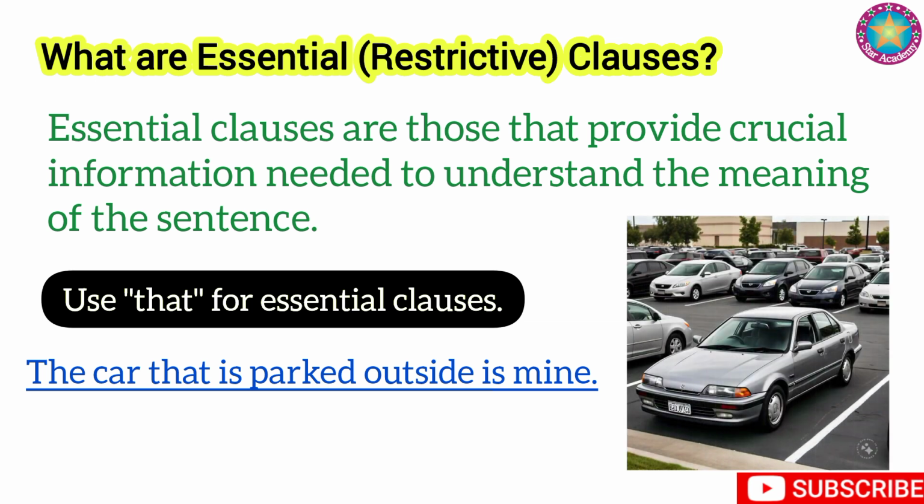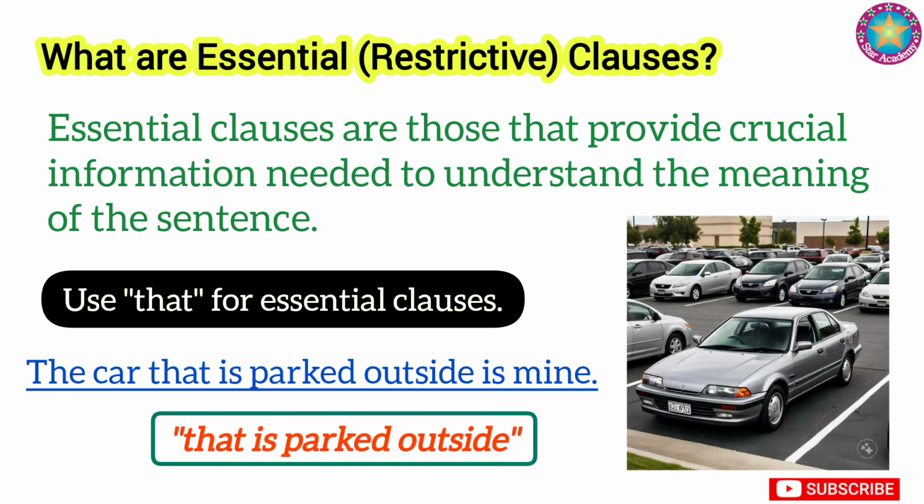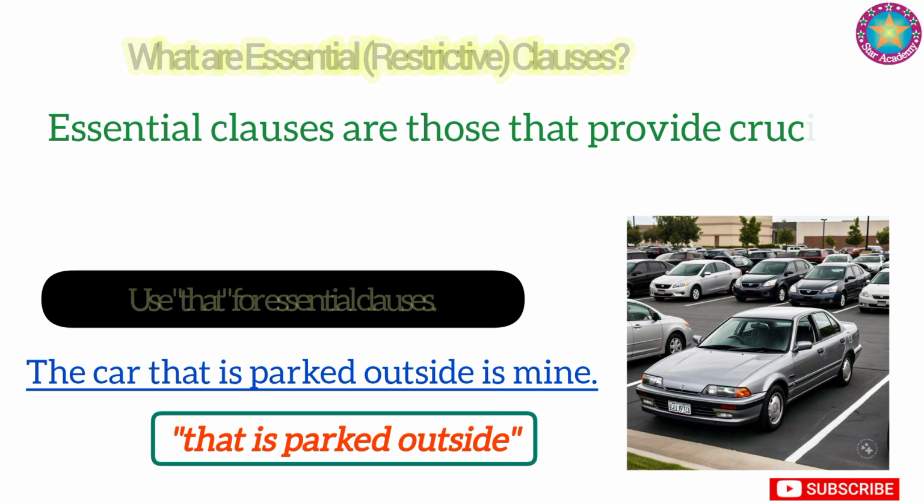For example, the car that is parked outside is mine. Here, that is parked outside identifies the specific car. Essential clauses, also known as restrictive clauses, give us information that is necessary to understand what we are talking about. In such sentences, we use that. For example, the car that is parked outside tells us exactly which car we are talking about. Without this clause, the sentence wouldn't make full sense.